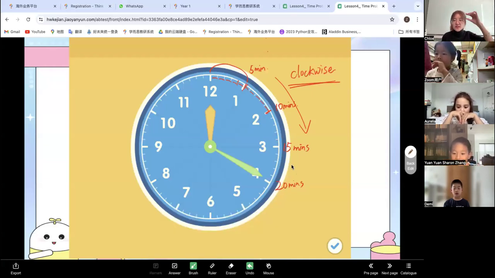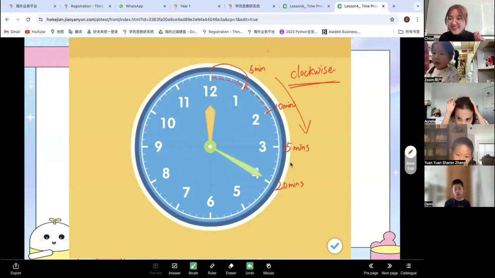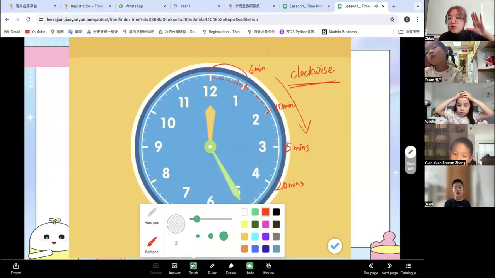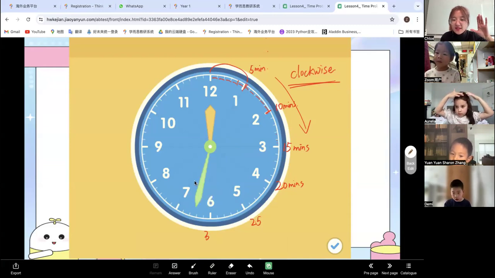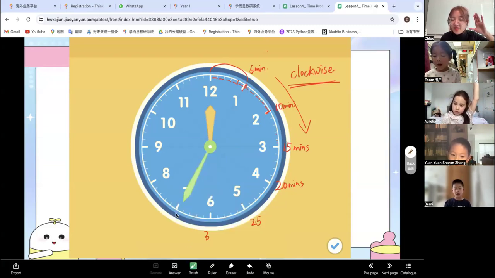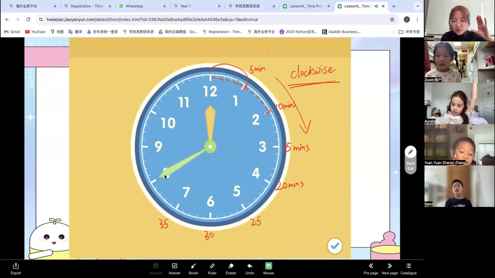Okay, everyone. So each time we plus 5, you know how to count in 5s, do you? Okay, let's count. So 5, 10, 15, 20, and then it will be, tell me, 25. And then the next one will be 30. And then for 7, it will represent 35. Tell me, just shout out, 35. And then when it travels to 8, how many minutes?